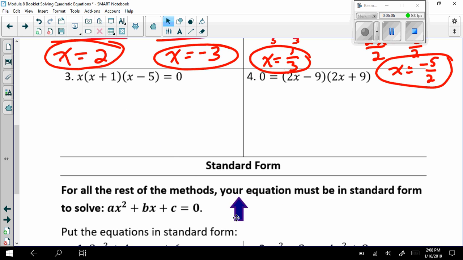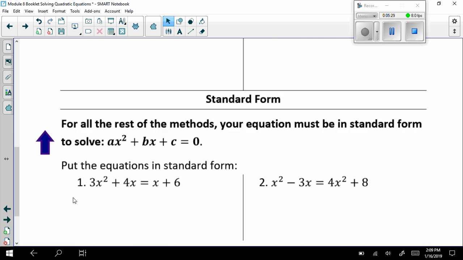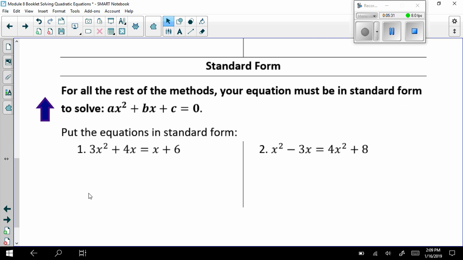So our standard form. We've talked about standard form, ax squared plus bx plus c equals 0. In all the rest of our methods, we need it to be in standard form in order to solve. When we're taking the square root, we don't need it in standard form. But when we're doing our factoring method and our quadratic formula method, we need it in standard form when we start. So here I'm just going to practice putting it into standard form.